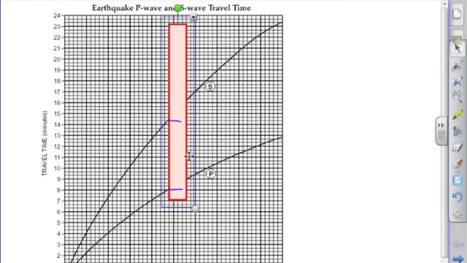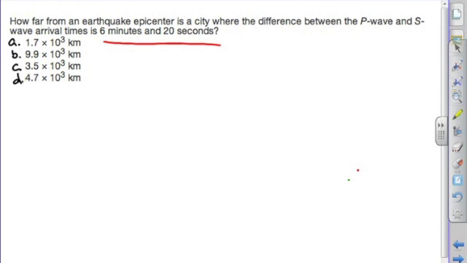Now, sliding and gliding this piece of scrap paper with those tick marks representing a difference of 6 minutes and 20 seconds, it looks like we land right about here. You'll notice that the P wave is feeding right into this curve or tick mark, and that the S wave is feeding right into this tick mark. When I drop straight down from that edge, it looks like I'm at about 4,800 kilometers. So when I bounce back to my choices, 4,700 kilometers seems to be my closest choice.